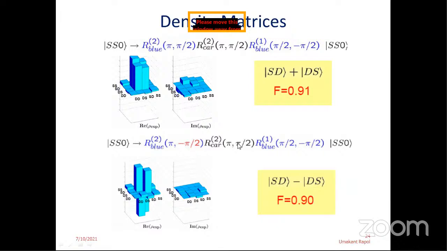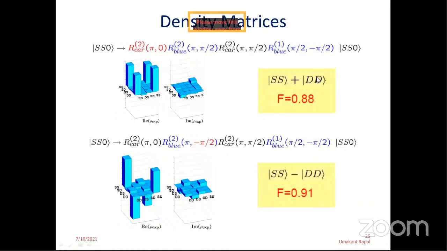So this is your initial state. You come with a blue carrier pi by 2 pulse with a phase of minus pi by 2. Then you apply a carrier pulse, then you apply a blue pulse. So it goes first pulse, second pulse, and third pulse, and so on. Depending on the phase of the final pulse here, you can actually change the sign. Then you can also create such superpositions, SS plus DD or SS minus DD, depending upon the pulse sequences.